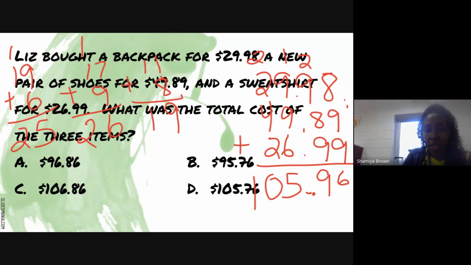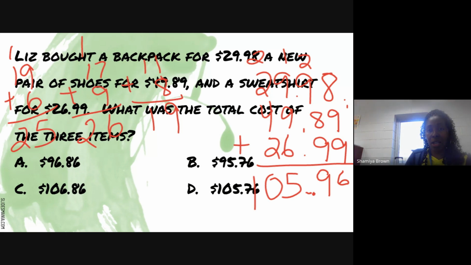105 and 96 hundredths would be my answer. Hold up. So, whoa, wait a minute. I messed up somewhere because I don't see that listed as an answer. Oh, let me see where I messed up. 2, 4, 8, 9, 10. So I have $105, and over here I have 9. Has to be a 7. So what did I do wrong?